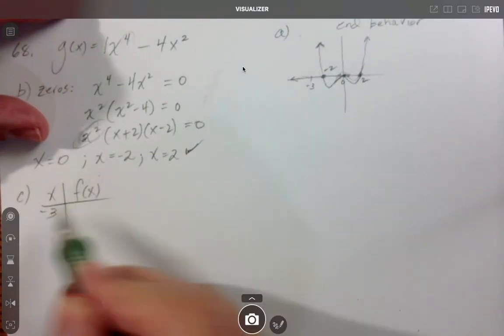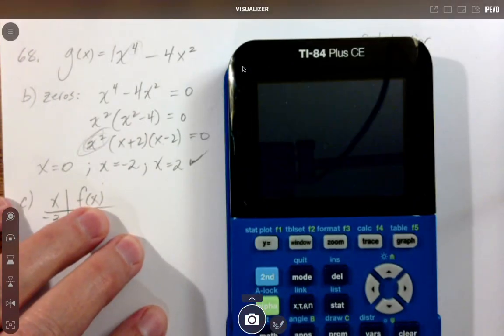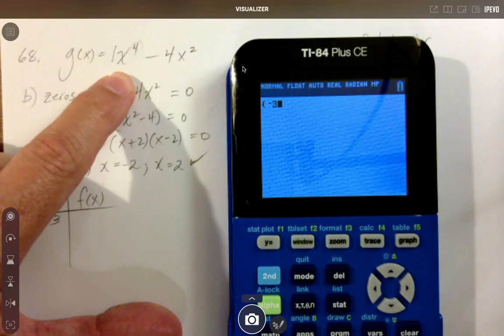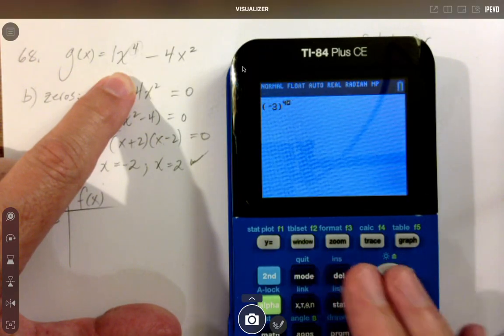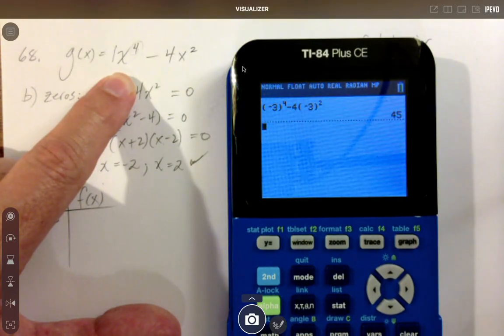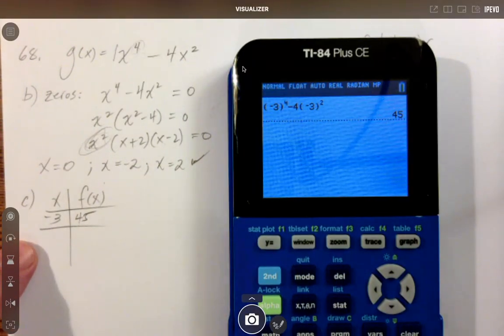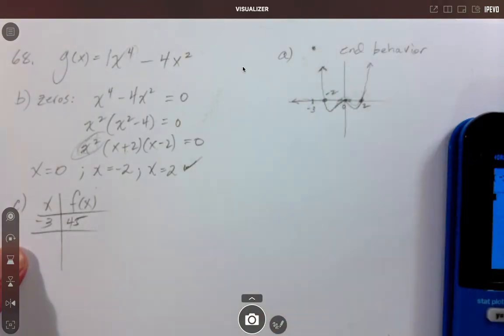So what happens at -3? Well, if I put -3 in here, I'll have parentheses. Make sure you use parentheses. -3 raised to the 4th power minus 4 times, whoops, that's not right, minus 4 parentheses -3 squared. So I get 45. So at -3, it goes all the way up to 45, right? So that's off the charts here. It's way up there somewhere. At -3 goes up to 45.